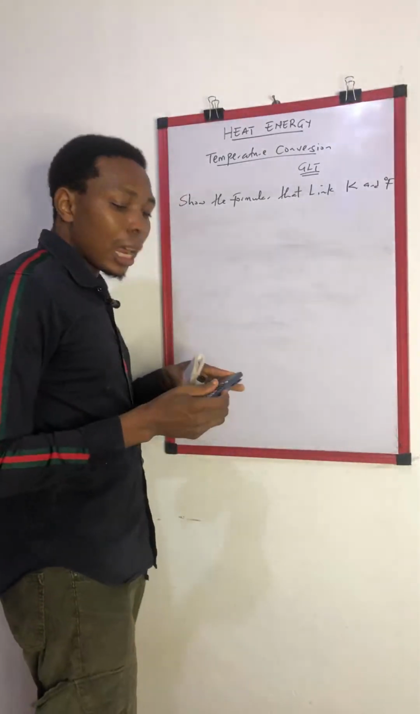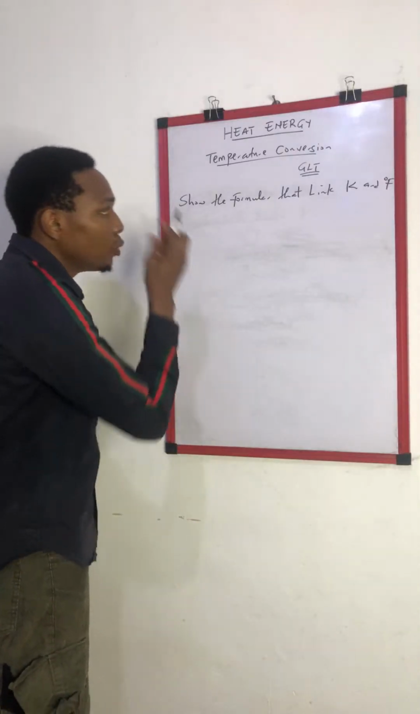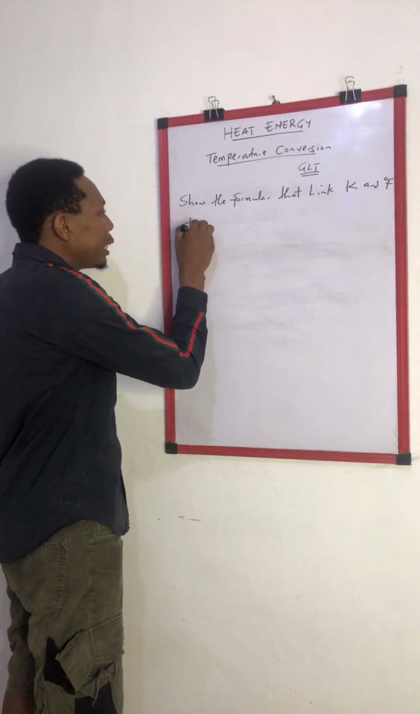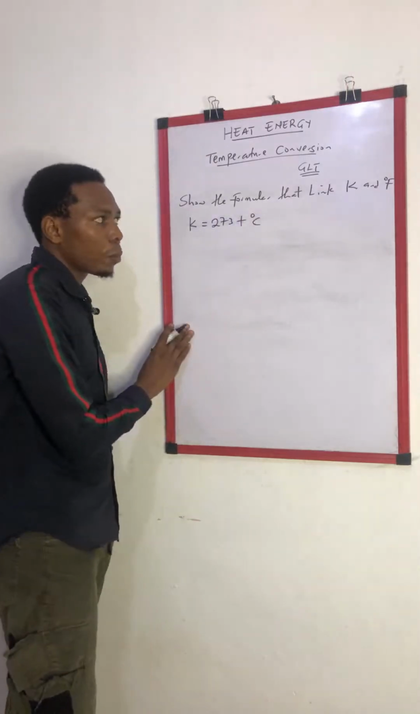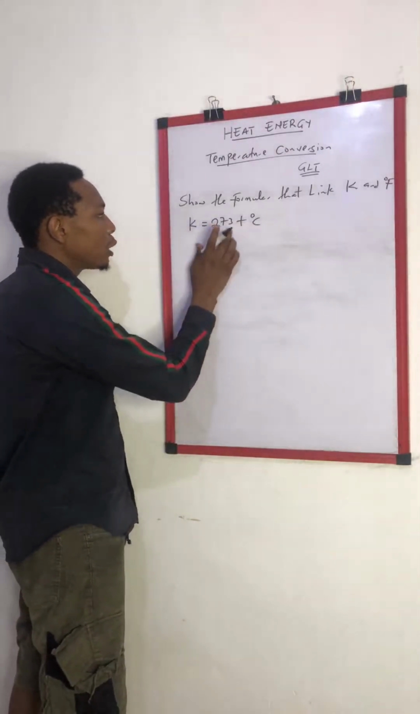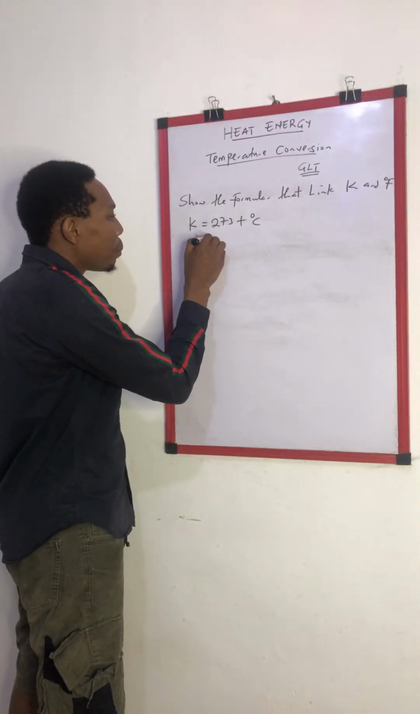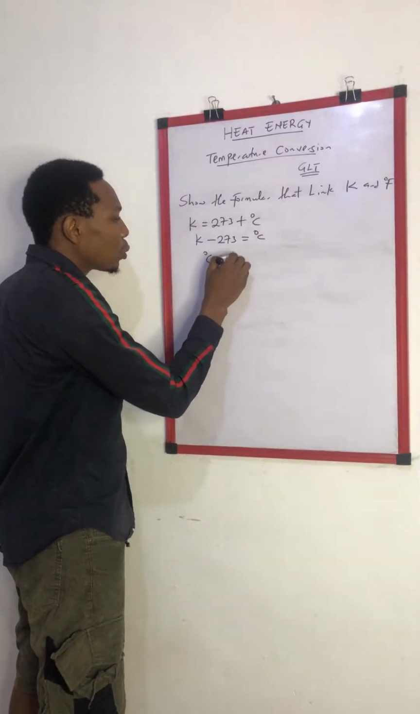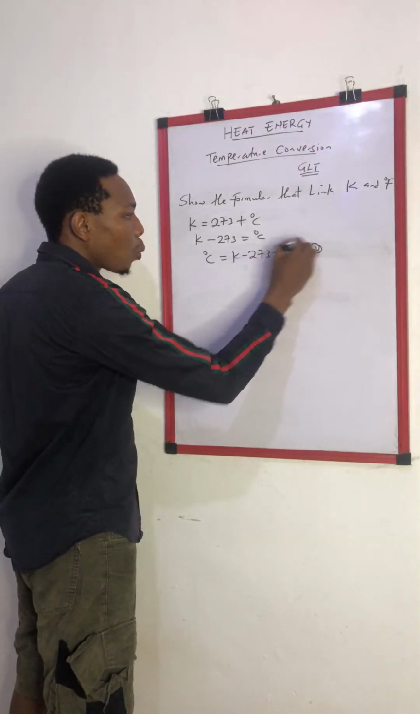All right. Now, to prove this is very easy. What you are going to do, you introduce the formula that relates degree Celsius and Kelvin. Now, K is equal to 273 plus degree Celsius. Now, what you do, you make degree Celsius the subject of the formula. So if your 273 is crossing over to this side, it becomes minus. So at the end, we have K minus 273 equals degree Celsius. That gives us degree Celsius equals K minus 273. You call this equation 1.